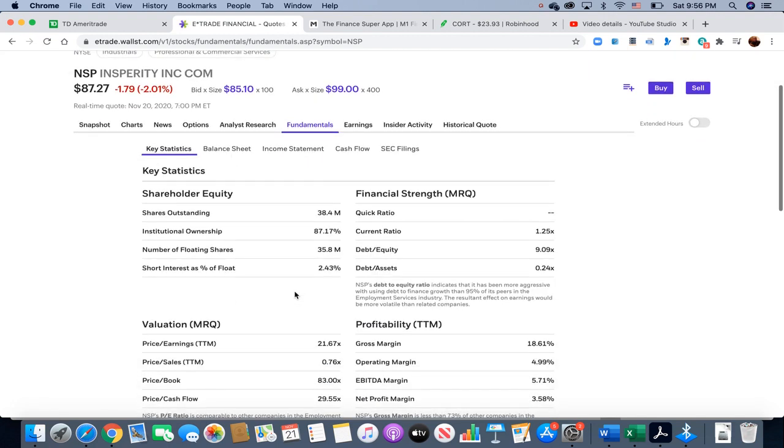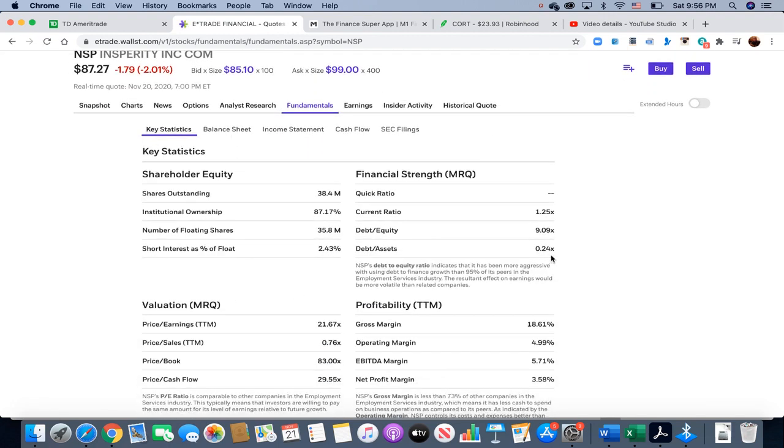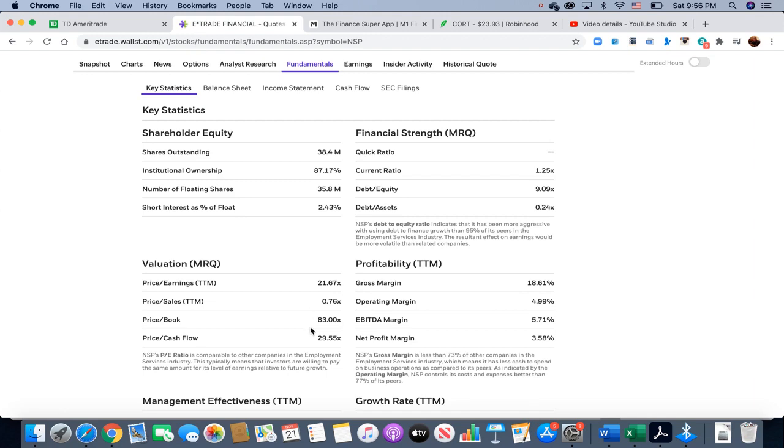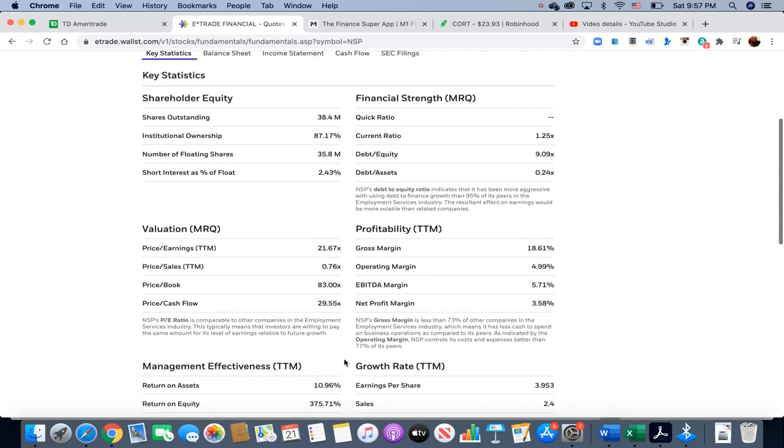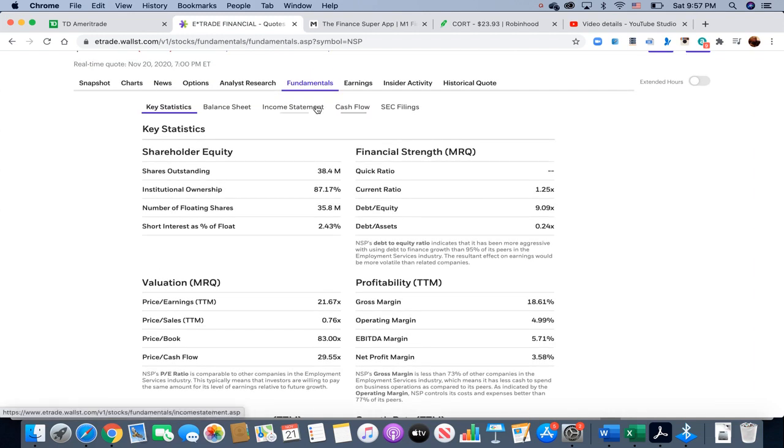The first thing I want to see is their debt, the debt to asset. It's kind of high for this industry, but it's not too bad. Obviously, you can see they've been more aggressive than most of the people in the same industry. We're expecting a really high price to earnings. Their P/E is not too expensive, so it's not overvalued. All right, I'm just going to run through the balance sheet real quick.